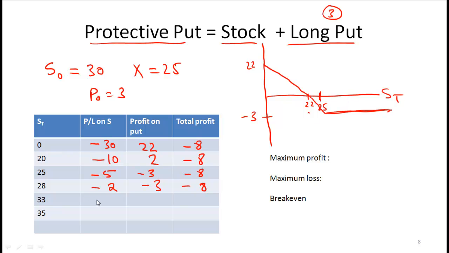Now we are actually making money on the stock, and in terms of the put option at a price of 33, the put option is out of the money, so our loss on the put is simply 3, which is the premium, and our profit is 0. So 33 represents our break-even point. After 33, we are making money. So if the stock price goes to 35, then our benefit on the stock is 5.